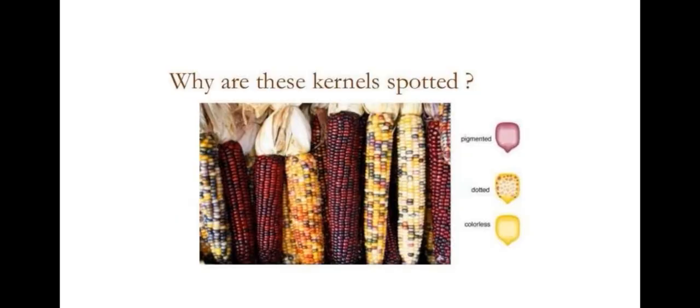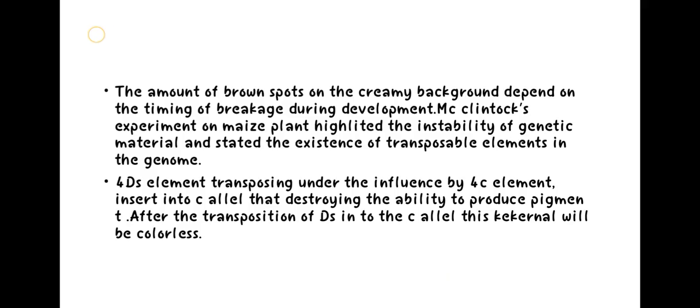Why are these kernels spotted? The amount of brown spots on the creamy background depends on the timing of breakage during development. McClintock's experiment on maize plants highlighted the instability of genetic material and showed the existence of transposable elements in the genome. Ds element transposing under influence by Ac element inserts into the allele, destroying the ability to produce pigment. After the transposition of Ds into the gene, the kernel will be colorless.